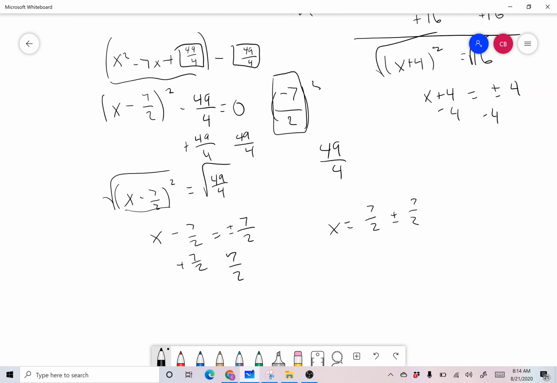7 over 2 plus 7 over 2 is 14 over 2, so x is equal to 7. I'm sorry, I said that, I'll write it. 7 over 2 plus 7 over 2 is 14 over 2. And 7 over 2 minus 7 over 2 is 0, so this is x equals 7 or 0.